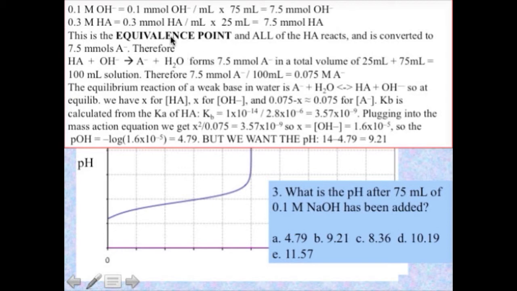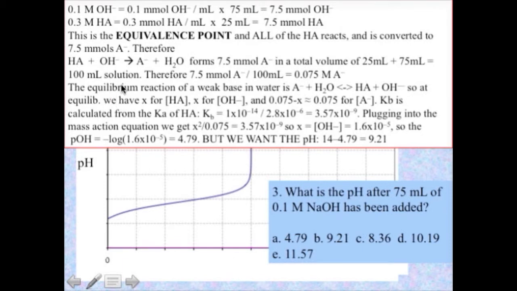So now this is the equivalence point, and all of the weak acid reacts and is converted to 7.5 millimoles of conjugate base in this one-way reaction. We now have formed 7.5 millimoles of conjugate base in a total volume of 100 milliliters of solution, and therefore the concentration of conjugate base is 0.075 molar.